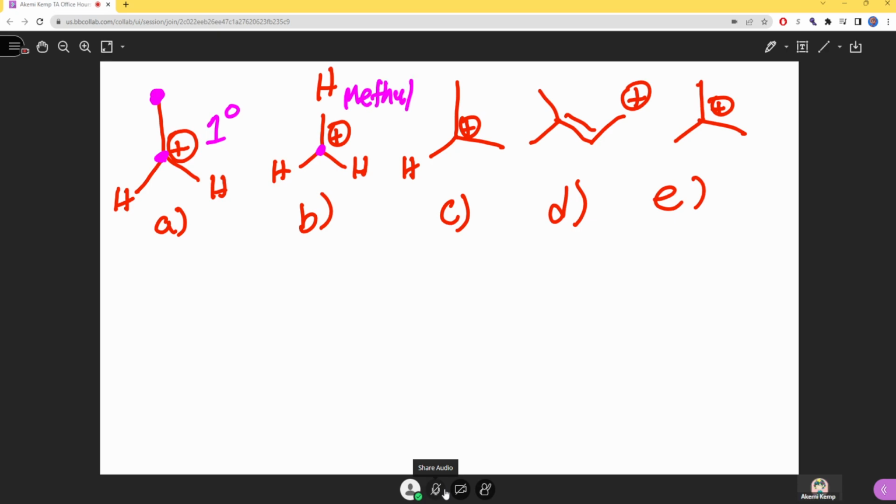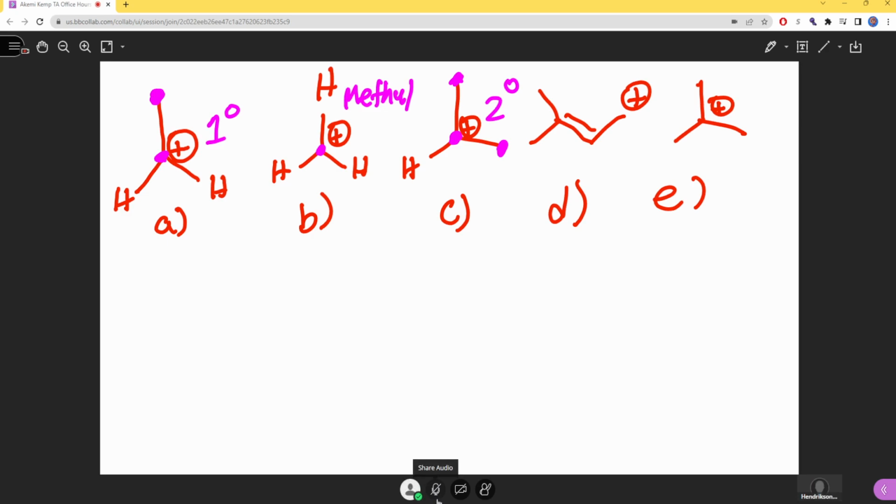What about C? Secondary. So you have the carbon in the middle, right? How many other carbons is it attached to? Oh, wait, secondary, my bad. I didn't see that H. Secondary.